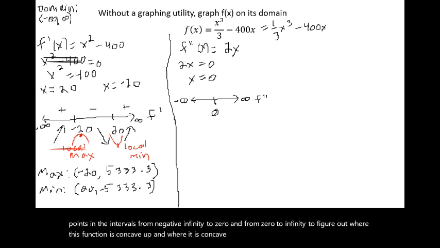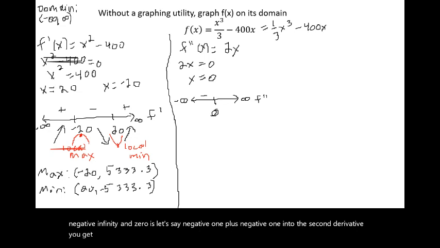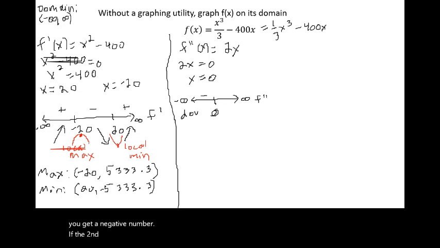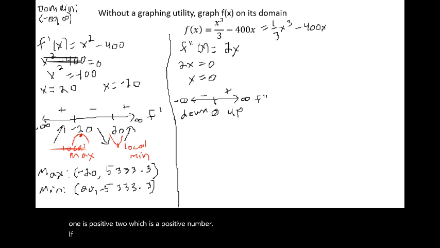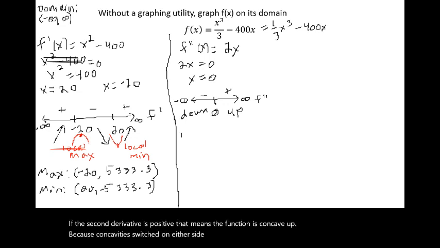So a good test point to use between negative infinity and 0 is, let's say, negative 1. Plug negative 1 into the second derivative, you get a negative number. If the second derivative is negative, that means the function is concave down. Then a good test point to use between 0 and infinity is, let's say, 1. So f double prime of 1 is positive 2, which is a positive number. If the second derivative is positive, that means the function is concave up. Also, because concavity switched on either side of 0, 0 is an inflection point.